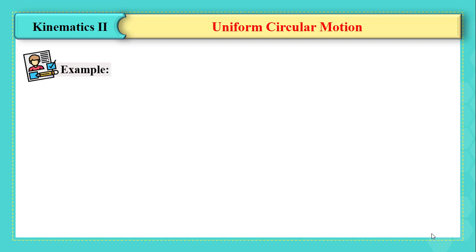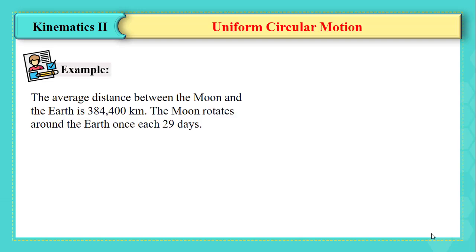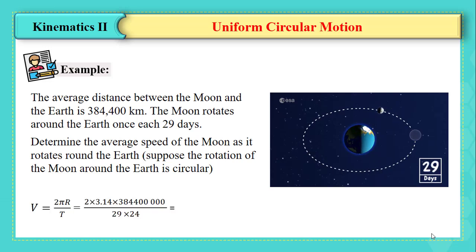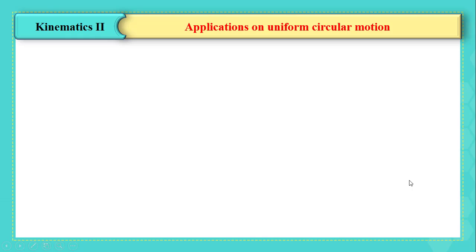Let us now solve the following example about the uniform circular motion. The average distance between the Moon and the Earth is 384,400 kilometers. The Moon rotates around the Earth once each 29 days. Determine the average speed of the Moon as it rotates around the Earth. Suppose the rotation of the Moon around the Earth is circular. We have to use v is equal to 2 pi r divided by the period T. We convert the period from days to hours, and then the final answer is 3,468.43 km per hour.